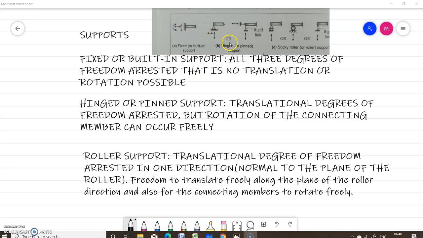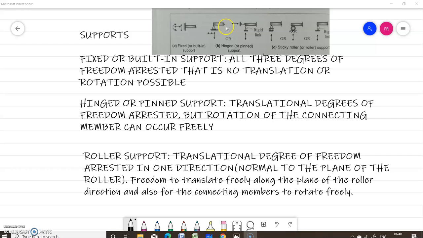Now the second type of support is a hinged or a pinned support. This is an example of a hinged or a pinned support. Here the translational degrees of freedom are arrested, but rotation of the connecting member can occur freely.